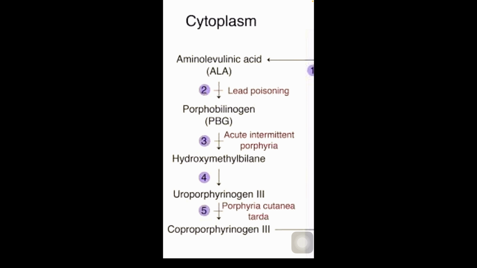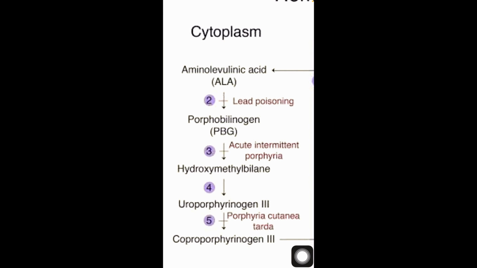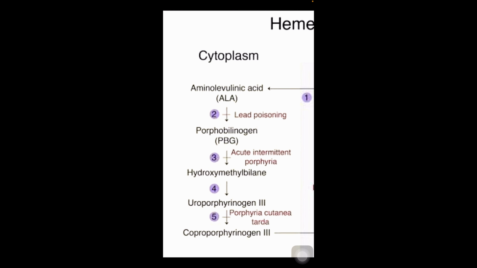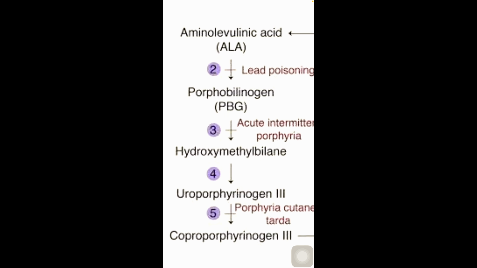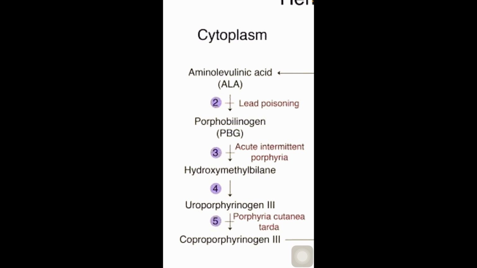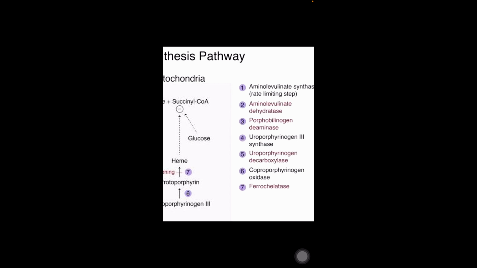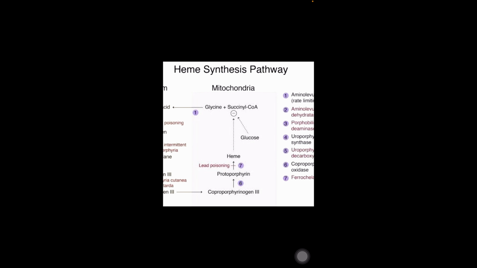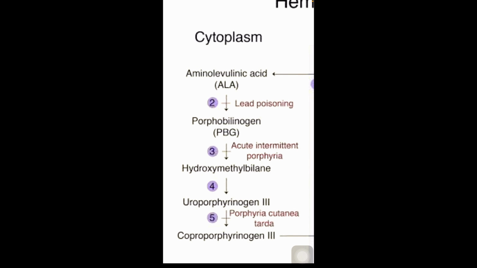And this is where we have our Porphyria Cutanea Tarda. This is our disease we are learning here. Our disease we are learning here is Porphyria Cutanea Tarda, okay? And the reaction is uroporphyrinogen 3 to coproporphyrinogen 3. And the enzyme is number 5, which is uroporphyrinogen decarboxylase. And that is found in the cytoplasm.